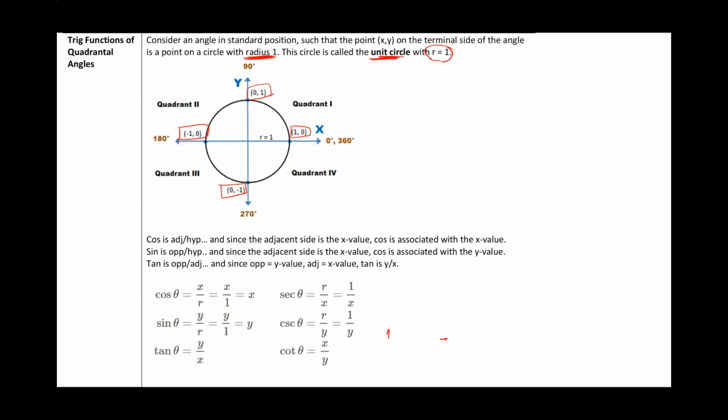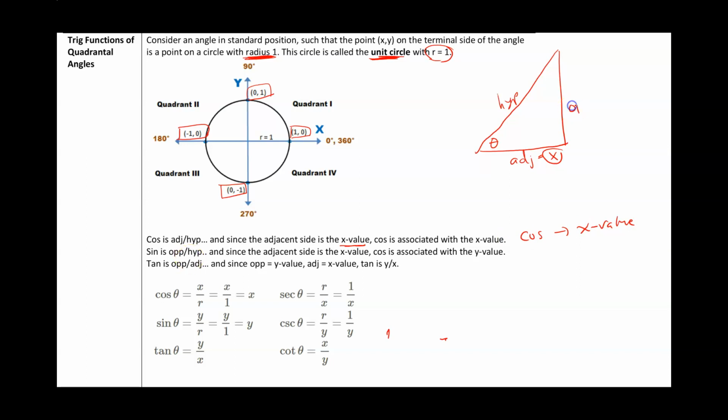Now remember that cosine is adjacent over hypotenuse. So let's take a look at a triangle here. This is a triangle, and this is theta. Cosine is adjacent over hypotenuse. Now remember, adjacent is going to be the x value. So since the adjacent side is the x value, cosine is associated with the x value.